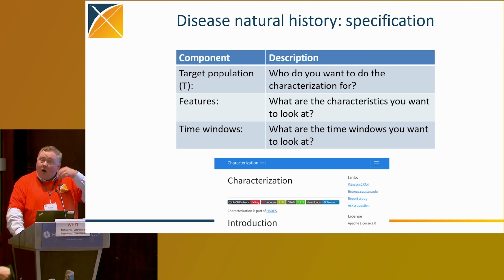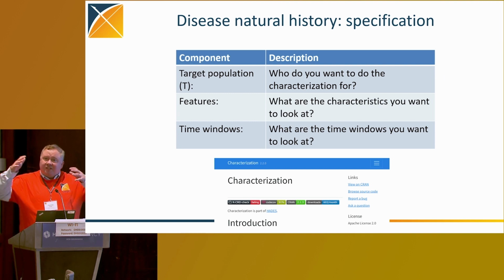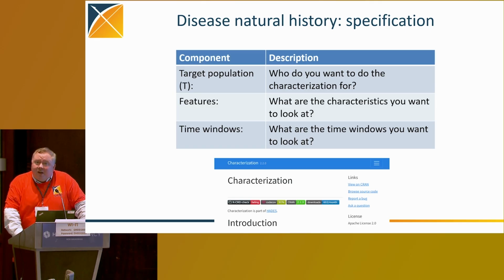Now, the way that we often specify a disease natural history question is to try to standardize what those inputs are. And in this context, what we really need to do is define that target population. Who are the people that you want to describe? We can implement that very explicitly as a cohort in our OHDSI tools.